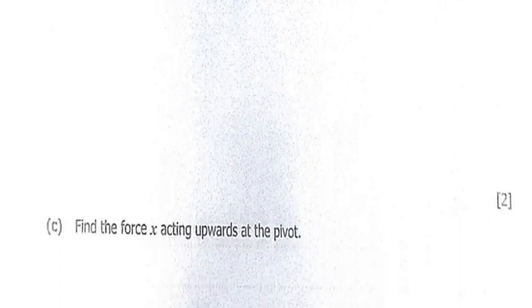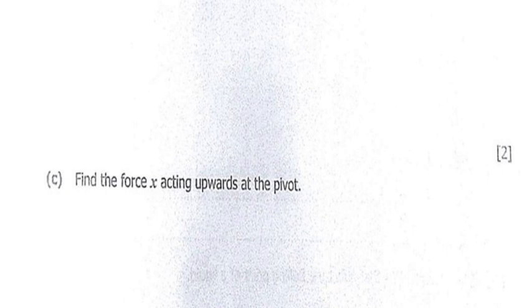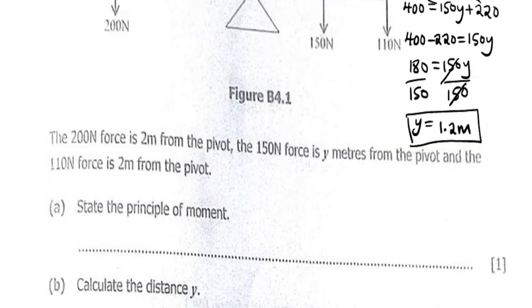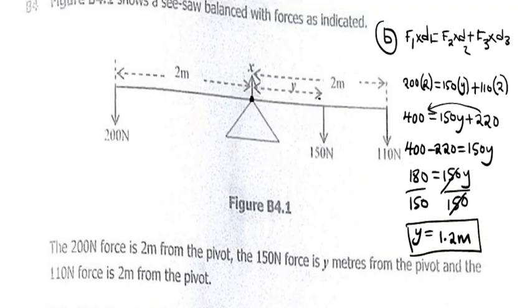We go back, we check, that's the distance. Then we go to C, find the force X acting upwards at the pivot. So let's check force X acting upwards on the pivot. Alright. So let us look at this. This is force X. Now, force X, which is acting upwards, is as a result of the forces which are acting downwards. So the forces which are acting downwards should be equal to the force which is acting upwards.